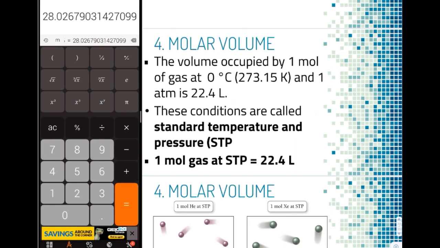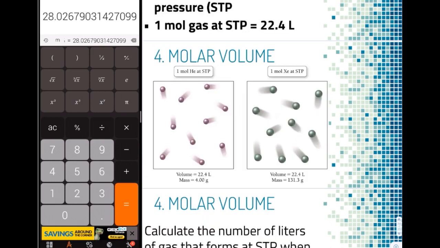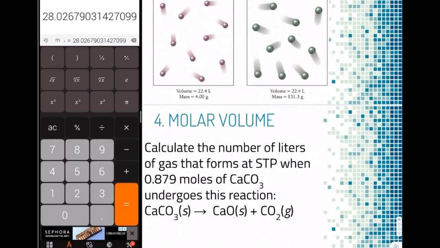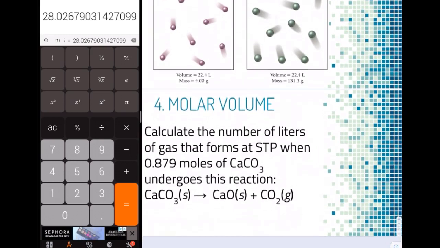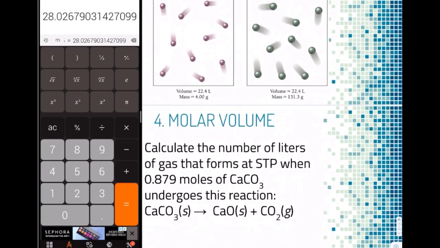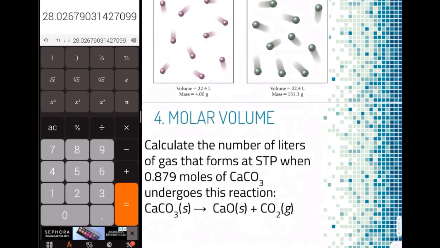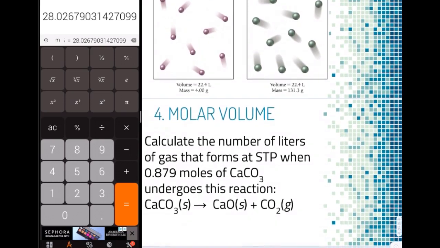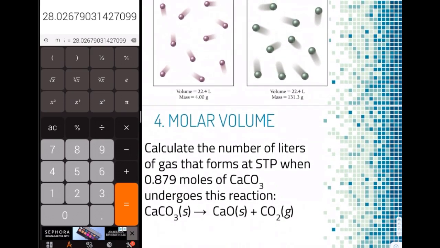This should also be on your periodic table. So what this means is that if you have 1 mole, you have the same amount of particles, kind of, and so it should take up about the same volume because it's at the right kind of temperature. And so looking at our last question, we are going to do a quick problem calculating the number of liters of gas that forms at STP when you have calcium carbonate undergoing this reaction.